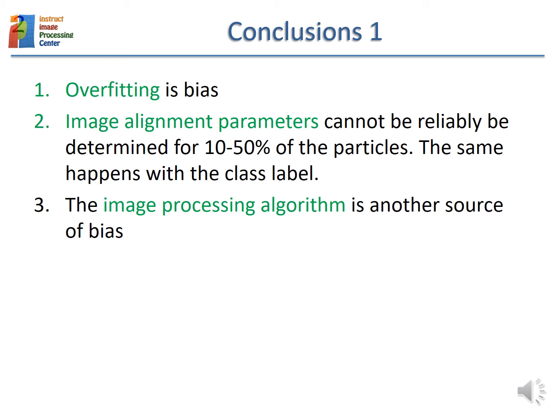So one set of conclusions is overfitting is biased. The image alignment parameters, as we will see, cannot be reliably determined for 10 to 50% of the particles. And the same happens with the class label. And the image processing algorithm is another possible source of bias. We will not explain much about this, but this is how it is. It is explained in the longer work.